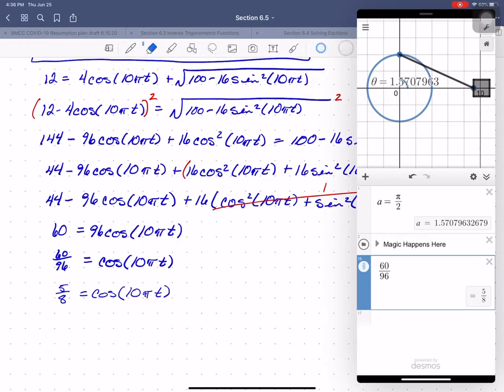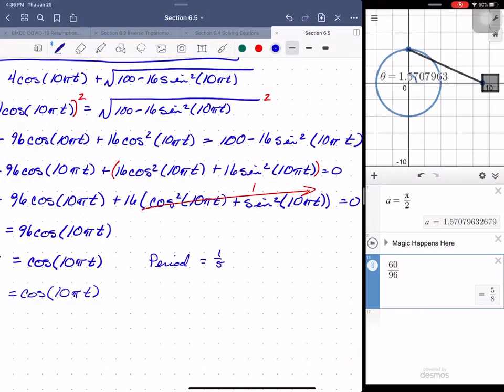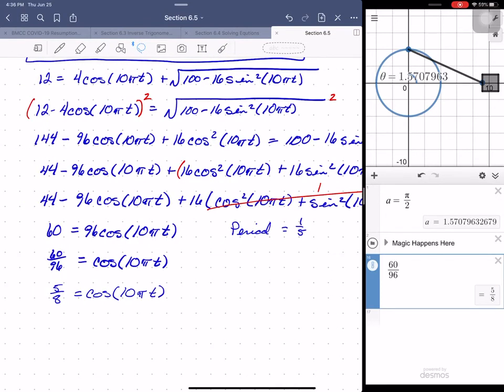Remember our period, the period of this function is 1/5. That means our times will repeat every 1/5 of a second. So I'm going to do this a little bit differently than we normally do. And I'm going to show you, because we know our period. So that makes life a little simpler. So here's what I'm going to do. I know that 10 pi t is going to be equal to the inverse cosine of 5/8. And I'm going to get two options. So let's back up a second here. Let's go ahead and let my theta equal 10 pi t.